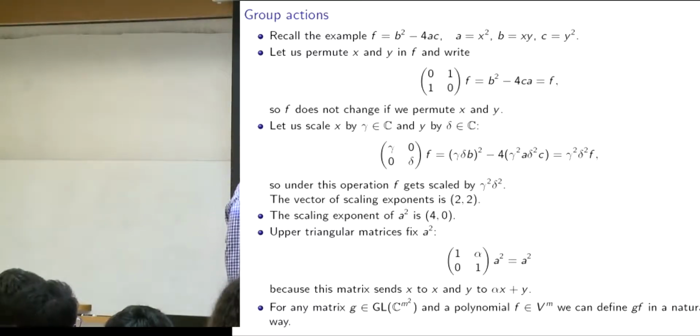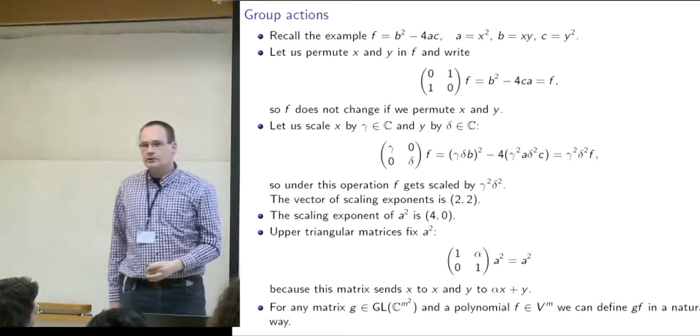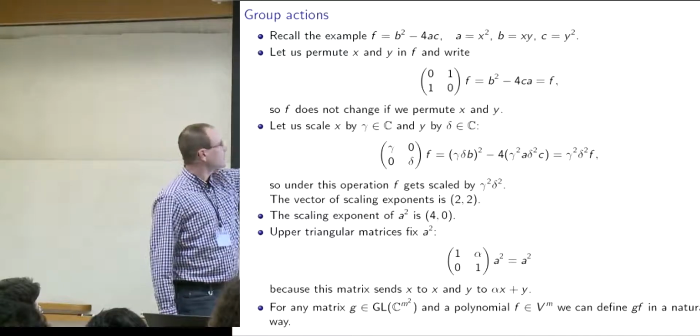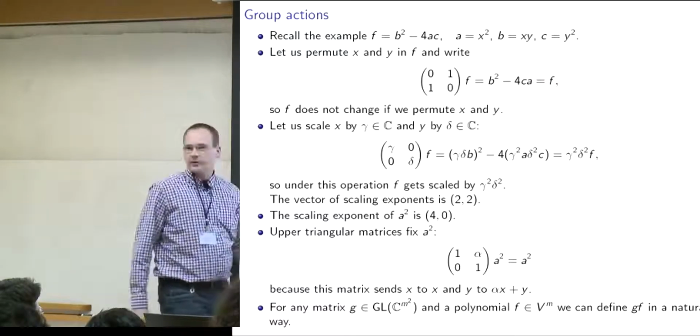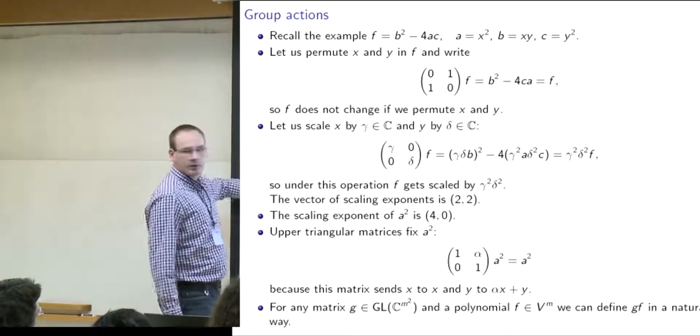indicated by this permutation matrix here. And what happens is that the b stays itself, because if you switch an x into y in the b, it just stays b, right? But the a becomes a c, and the c becomes an a. So if you act with this matrix on the f, you get b squared minus 4ca, which is still f, right? So this operation does not change f. So f is fixed under this operation.